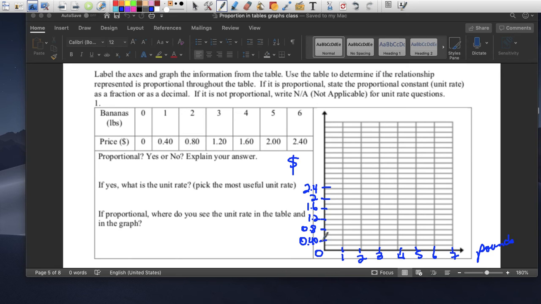So every 2 is 40 cents. So I'm jumping by 40 cents, 40 cents, 40 cents. And we can go one more just in case. $2.80, right? 40 cents, 80 cents, $1.20, $1.60, $2, $2.40, $2.80.